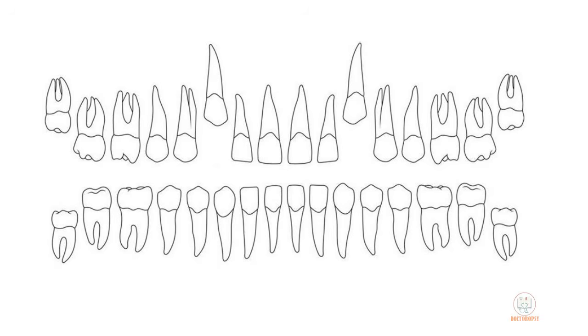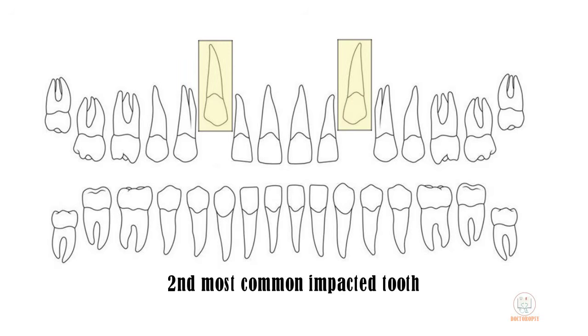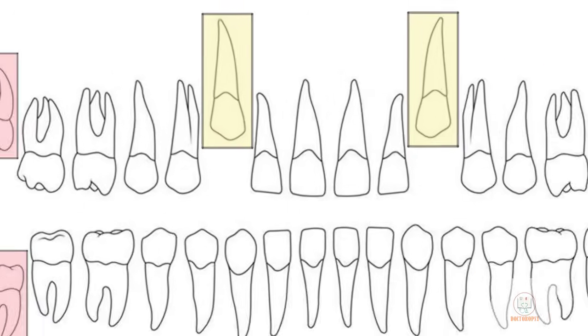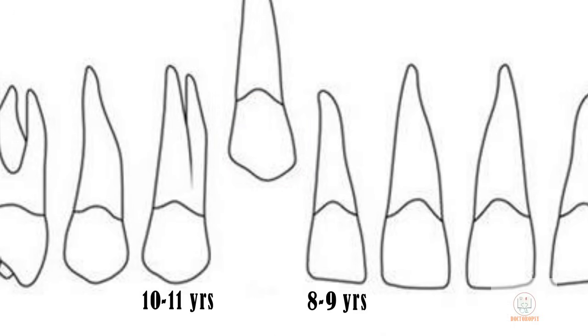Maxillary canines are the second most common impacted teeth in the oral cavity after third molars. This is because both lateral incisor and first premolar erupt before canine and therefore may leave insufficient space.